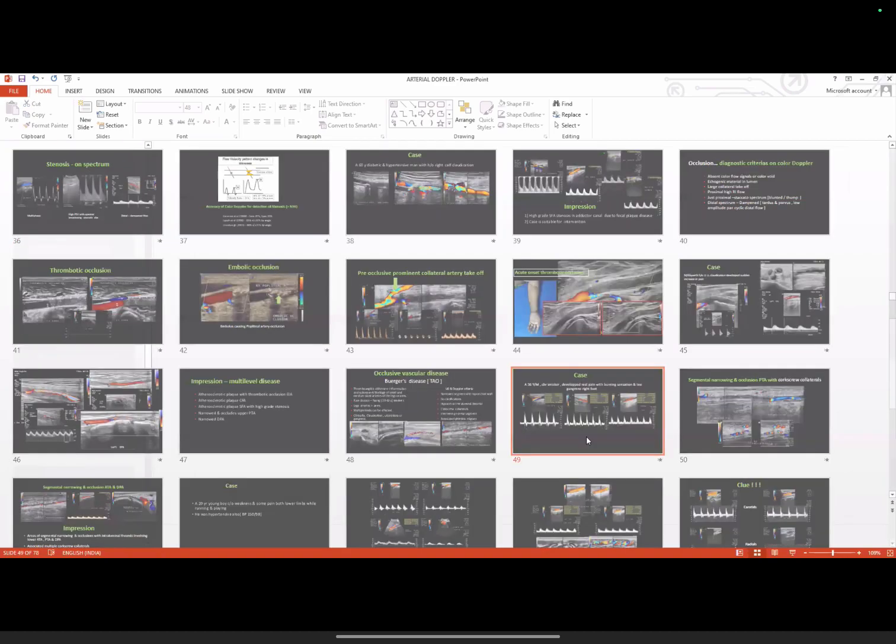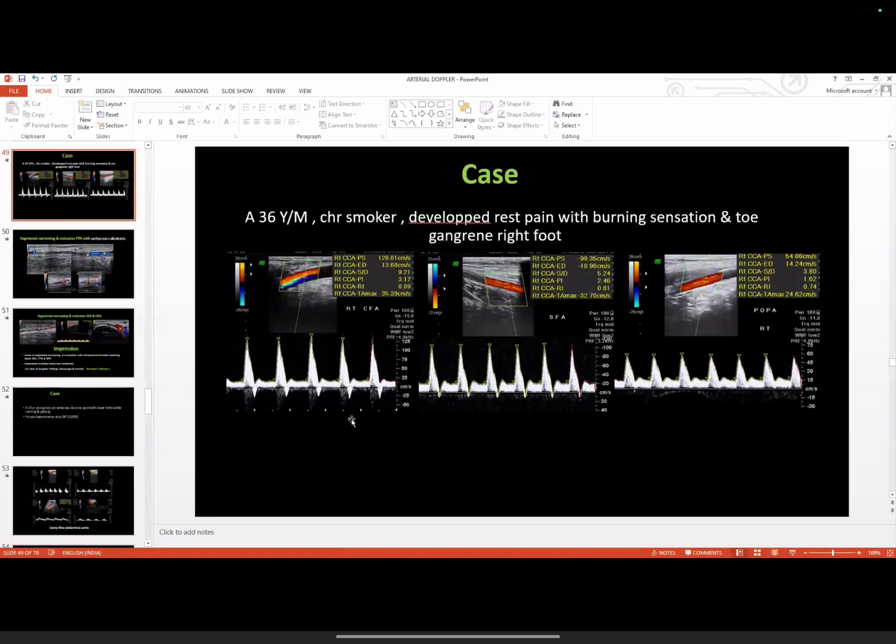Take this example. In the same limb, the femoral artery is showing multiphasic flow. There is early diastolic reversal, continuous diastolic flow, and early diastolic reversal is less as compared to this. The popliteal artery is showing intermediate resistance monophasic flow. This is monophasic. This is multiphasic. This is multiphasic.